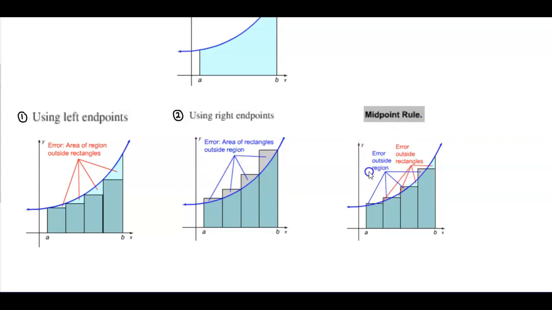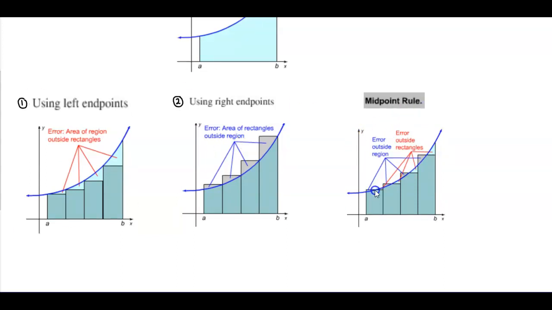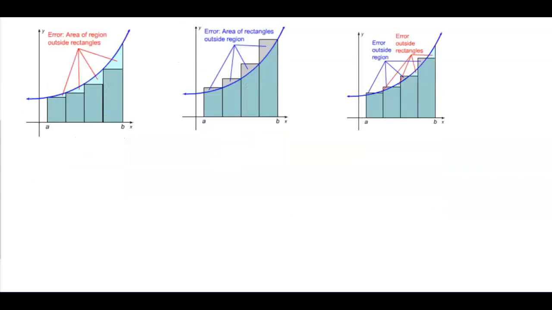Okay, and then there's the midpoint rule. So here you can see that we have the midpoint. So the area outside the region, and there's the area outside the rectangles. So therefore, these are three different versions of being able to find the area under a curve. So let's first take a look at an example. Okay, let's say we had the function negative x squared plus 5.